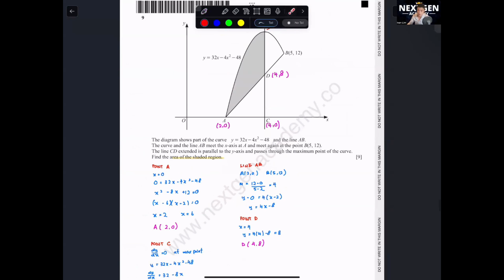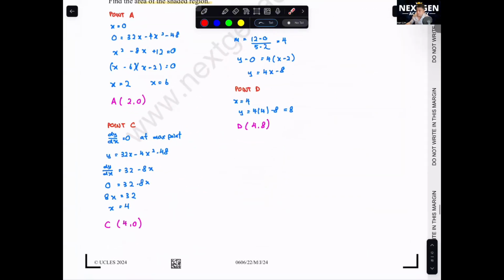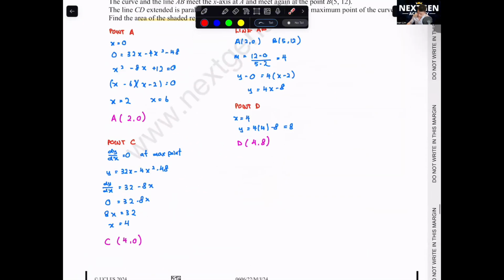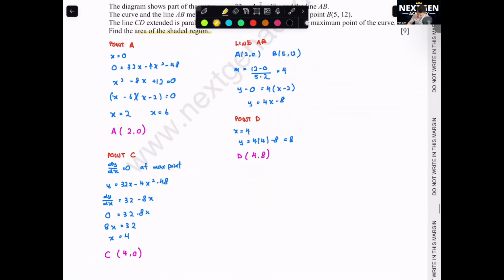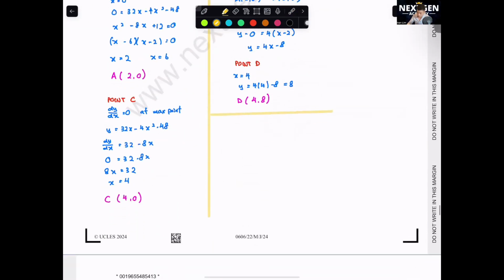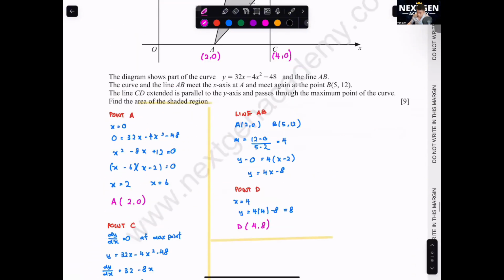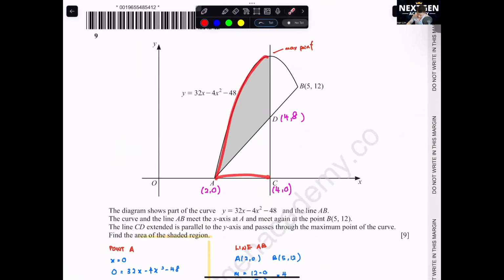Okay, anything else that I need to find for the points? Do I have enough information already to find this part here? So to find the shaded region, we just need to integrate from here to here. Then after that, I minus off this triangle. All right, so the area under the graph. Okay, let me speed up this part here. So I want to find the area under the graph here. It means from here all the way to here.